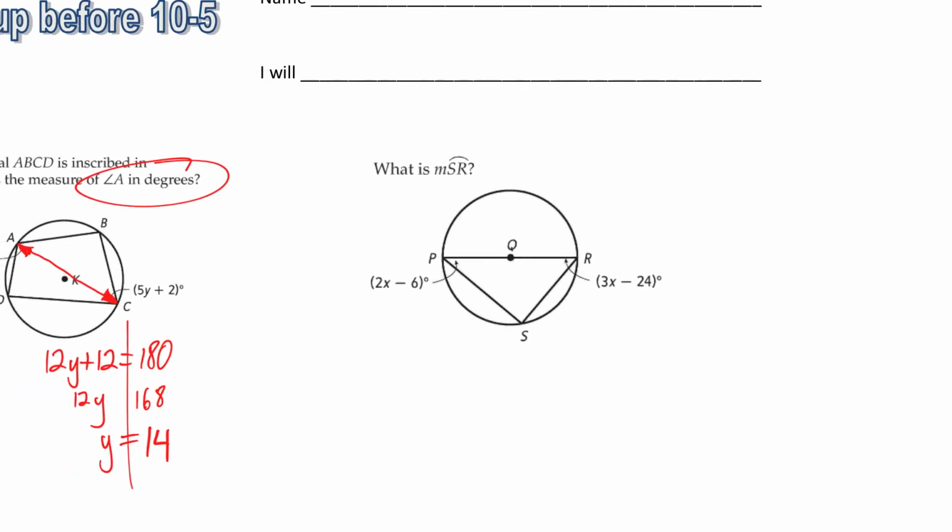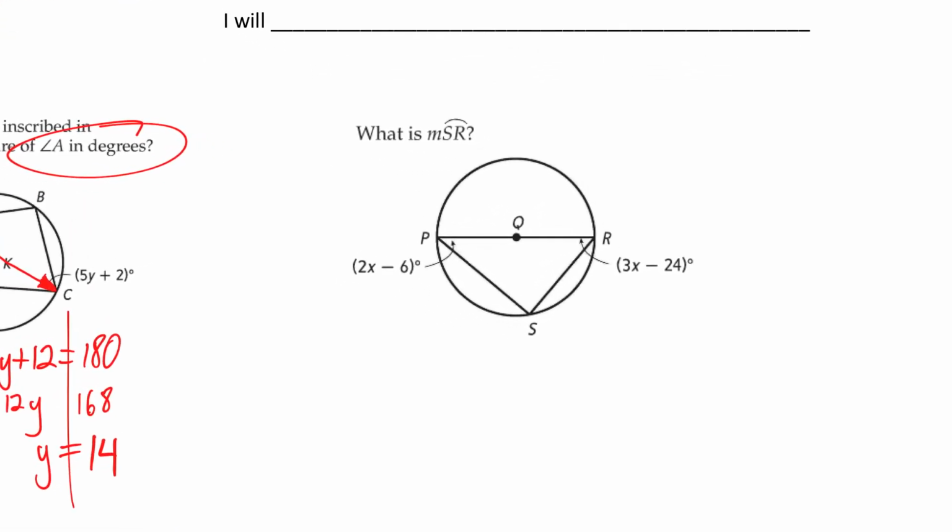This next one's got several little steps we have to take. First of all, how big is angle S? 90. It's 90 because this inscribed angle opens up to this 180 degree arc. And remember, the inscribed angle is half of the arc. So that angle is 90.